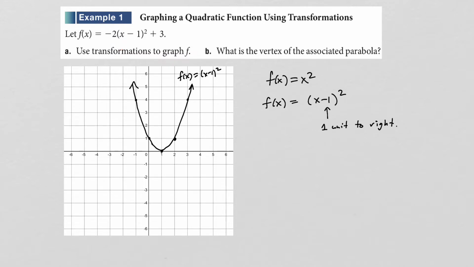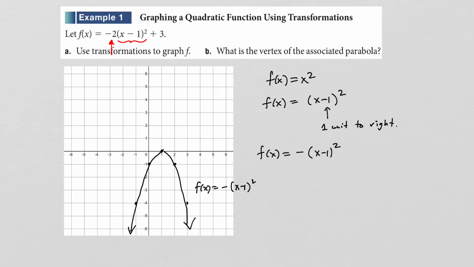So now once we know what (x minus 1) squared looks like, the next thing we'll do is we'll say, well, what does multiplying it by -2 make it do? Well, multiplying it by a negative is going to reflect this graph over the x-axis. Okay, so if we had the function f of x is equal to negative (x minus 1) squared, we would simply flip these points over the x-axis, which would look like this. So this is what f of x is equal to negative quantity (x minus 1) squared would look like.